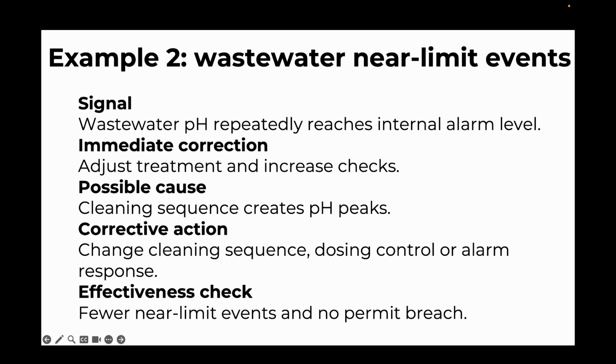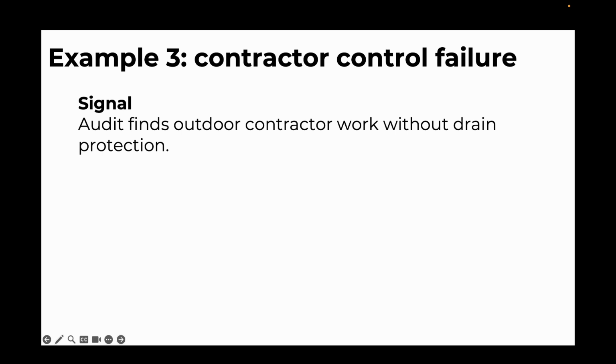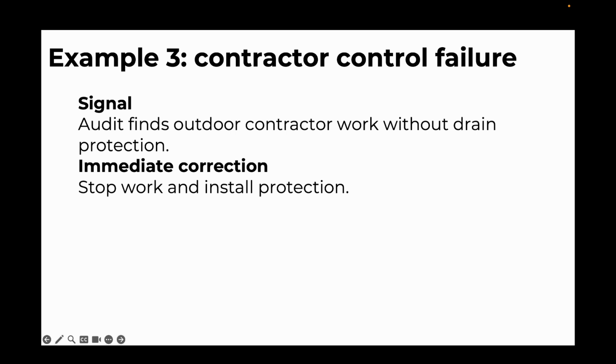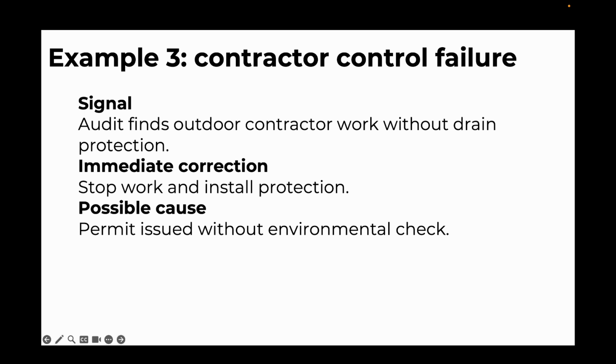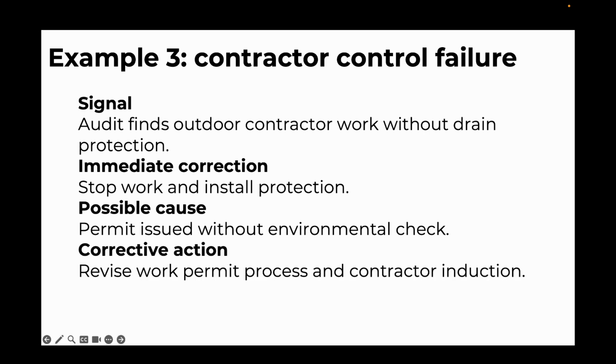Let's see a third example. A third example is contractor control. So, an internal audit finds that outdoor contractor work started without drain protection. Well, the immediate correction is to stop work and install protection. But BlueRiver should not stop there. Why did this happen? The cause may be that the work permit was issued without an environmental check.